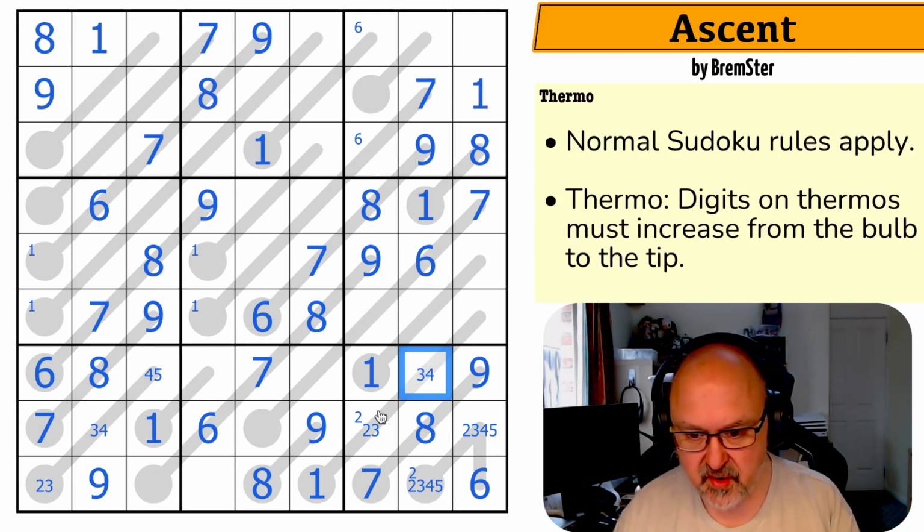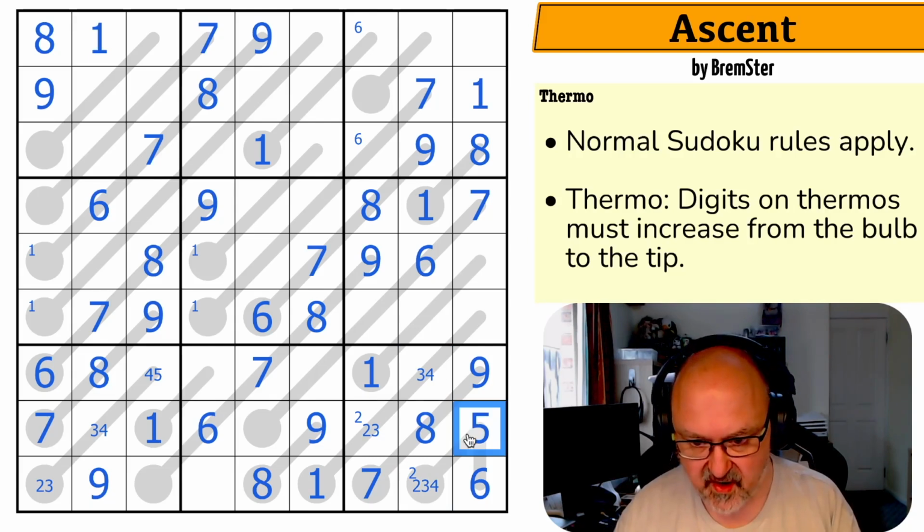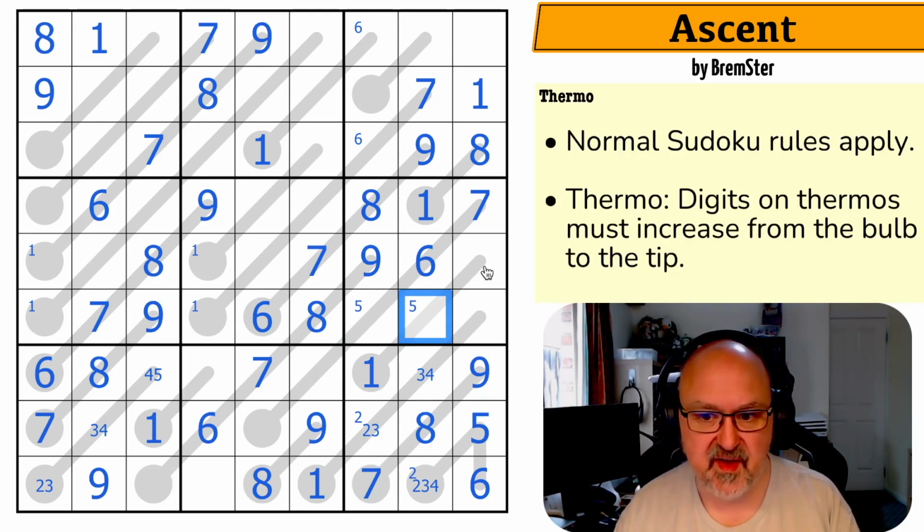This is not 2. But 5 here would mean this would have to be higher. This isn't the 5. This is the 5. 5 in this box is in one of those two. 5 here would mean this has to be 6, 7 or 8 or 9. That's not the 5. This is the 5.